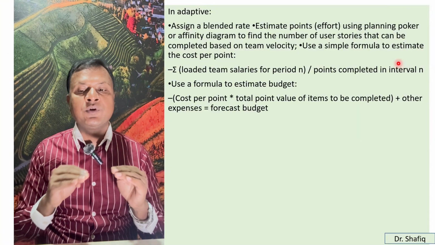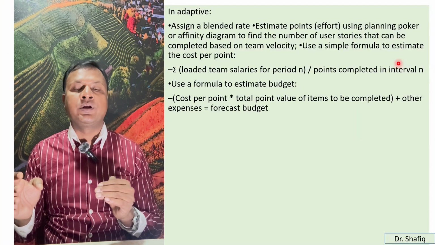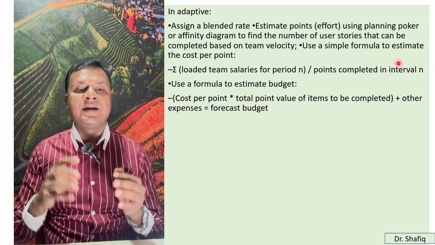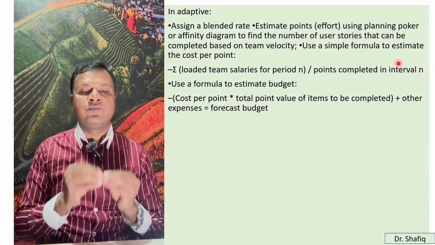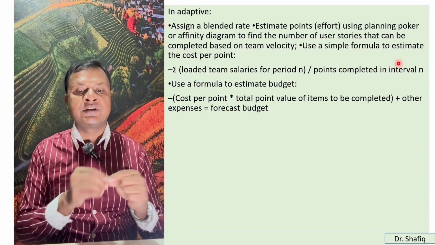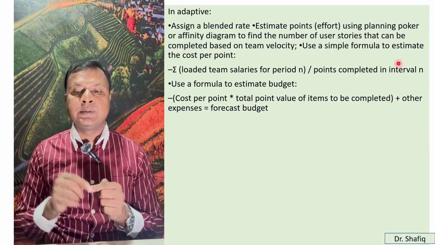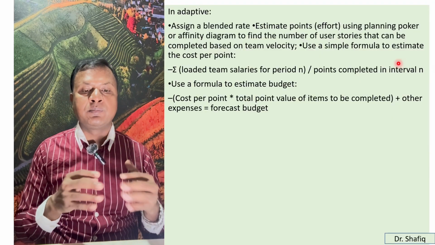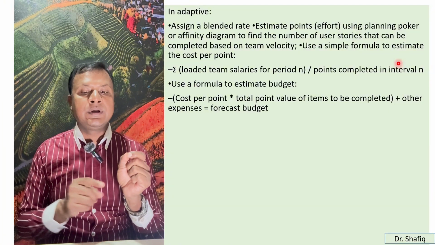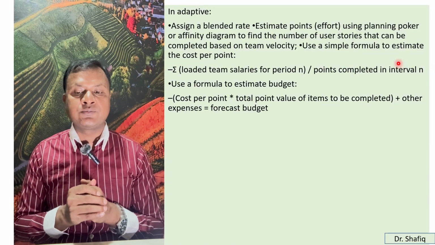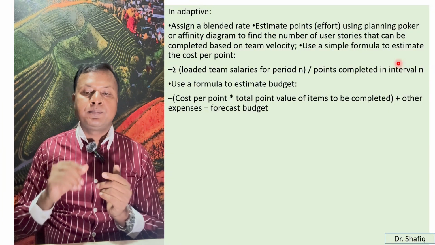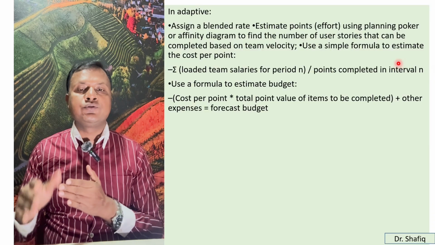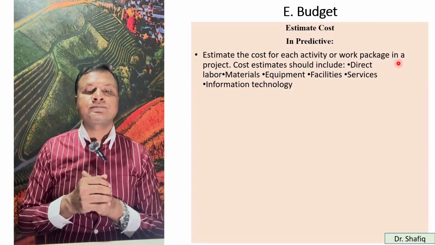So we should use a simple formula to estimate the cost per point, cost per sprint, cost per iteration. That is easier. We can use a formula like the summation of loaded team salaries for period n divided by the points completed in the interval. Or we can use a formula to estimate budget: cost per point times total point value of items to be completed, plus other expenses, equals the forecasting budget. So we can use this kind of formula.